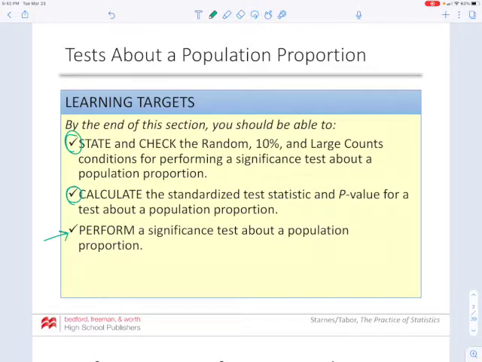This section is going to be broken up into 3 videos. One where we're introducing all of the conditions and how to calculate the standardized test statistic and the p-value. Then there will be a video on doing an entire significance test. And then one last video that is dealing specifically with a two-sided test, or a two-tailed test.